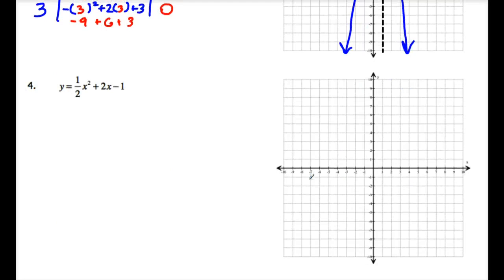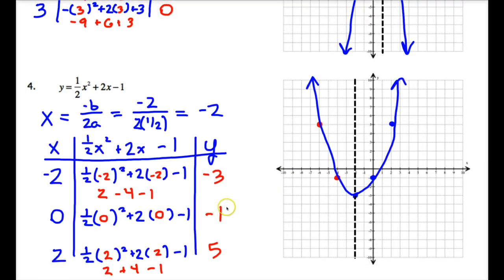I'm going to have you click pause, try this one on your own, and then click play to check your answer. Okay, so for this one, your graph should look like mine here. Vertex, if you use your formula, you get an x coordinate of negative 2, and so then you're going to plug in negative 2, and then I chose 0 and 2 just so I could get numbers that would cancel out my 2 down here so I wouldn't have to deal with fractions.